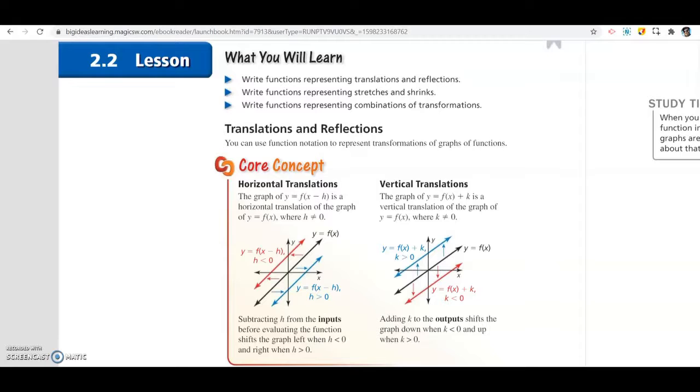Alright students, this video is going to go over section 2.2 in Math 3. In fact, we're going to go through more than that. In 2.1 we talked about the parent functions: the absolute value function, the quadratic function, the linear function. This section seems to be talking just about linear, but it applies to all of the functions. That's the whole reason we talk about parent functions.